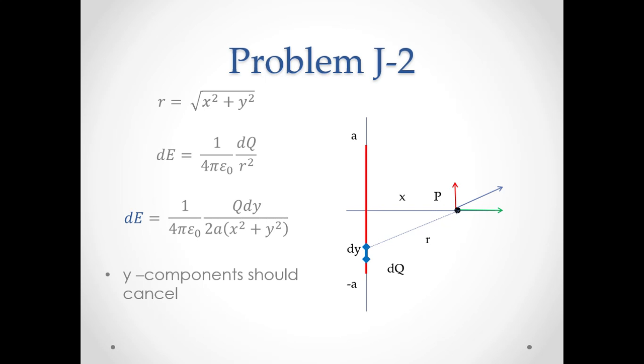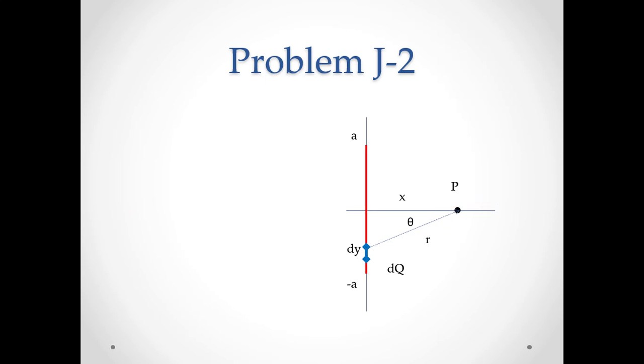And what I know should be true with this is if I integrate over the entire rod, because there's as much charge from the origin to a as there is from the origin to negative a, I'm hoping the y components will cancel out. So when we do this process, hopefully the y components are going to cancel. So let's double check that.